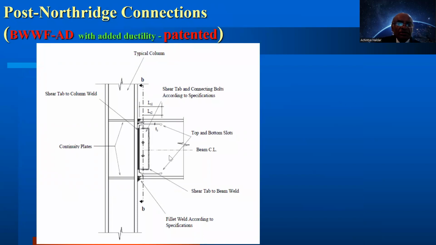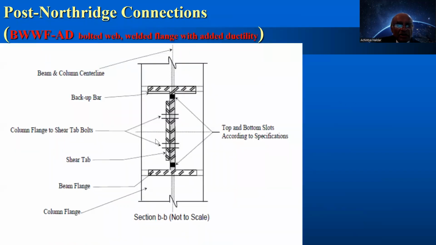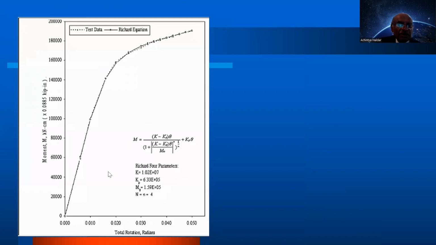In post-Northridge earthquakes, I call it BWFF with added ductility. One of my colleagues, Professor Ralph Richard, developed it, and this connection was patented. All he did, he cut notches, very small, about quarter-inch wide notch at the top and bottom of the web of the beams. And many people thought cutting notches would make the frame more unstable, weak. But experiment shows that actually it is not so.